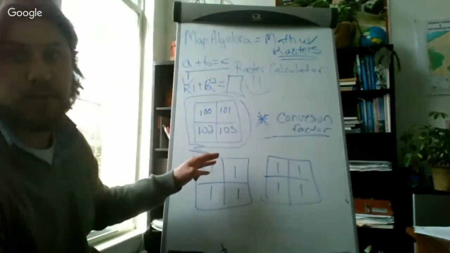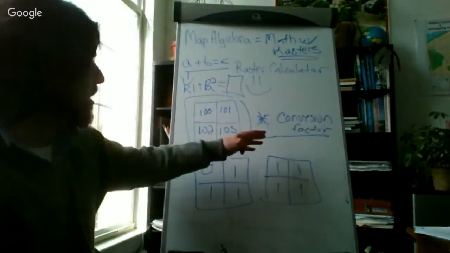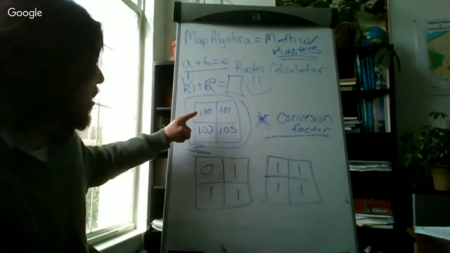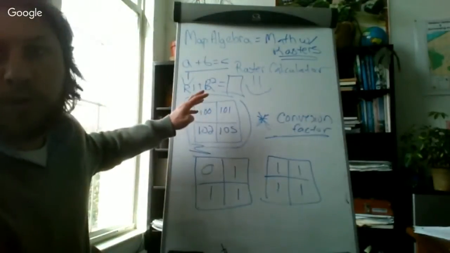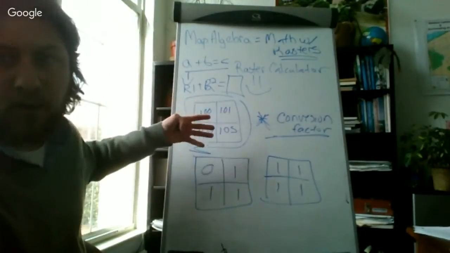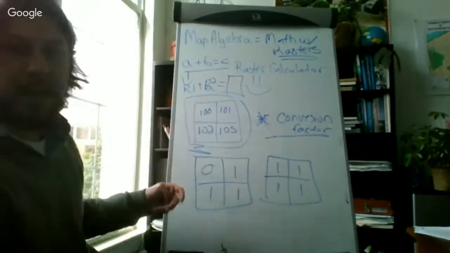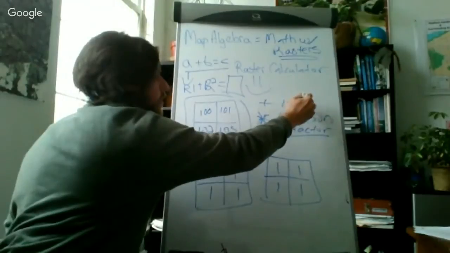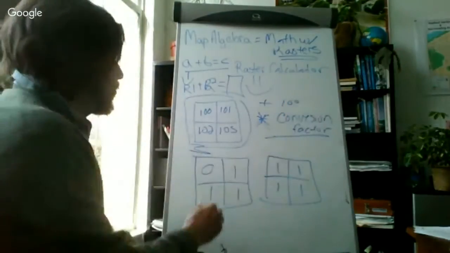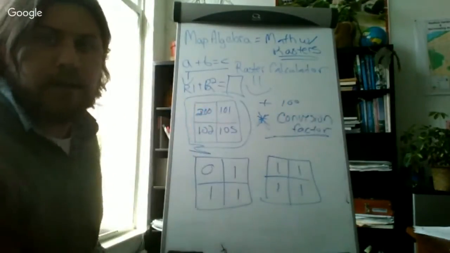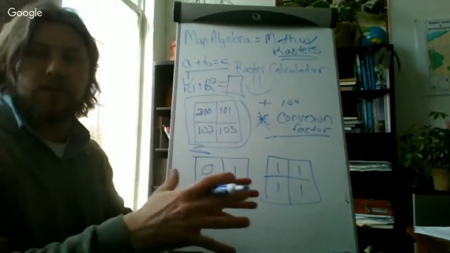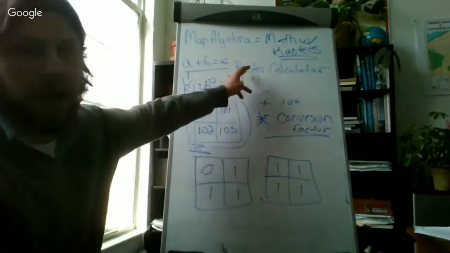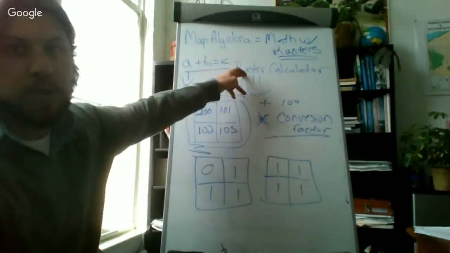We could also do something simple. Maybe our elevation data, for some weird systematic reason, was off by 100 feet. We could go in and make that adjustment by doing raster layer plus 100 feet. Then every value would increase.